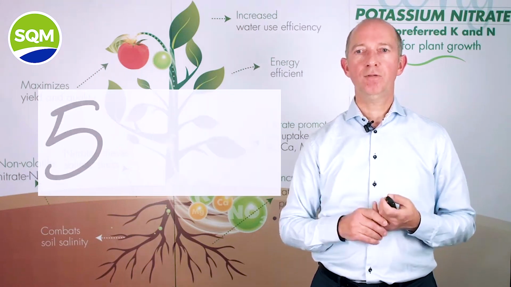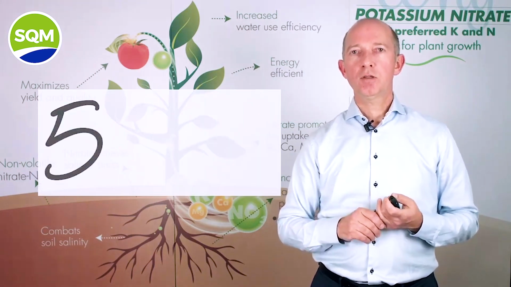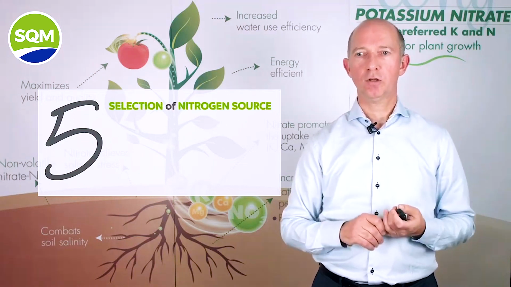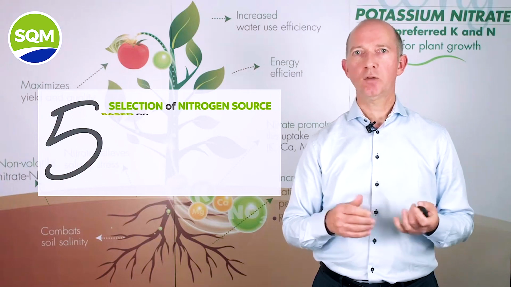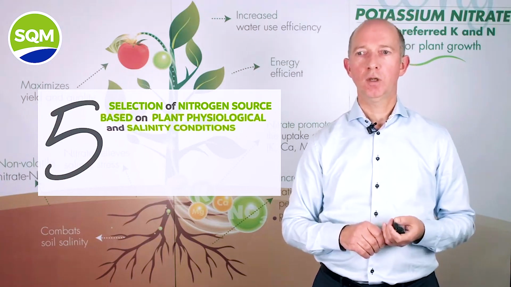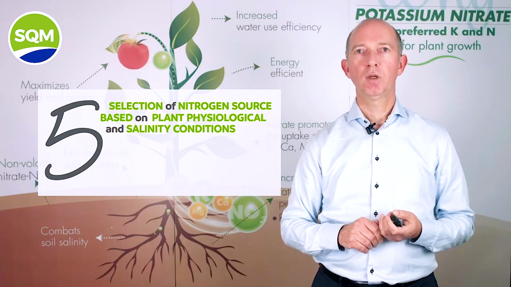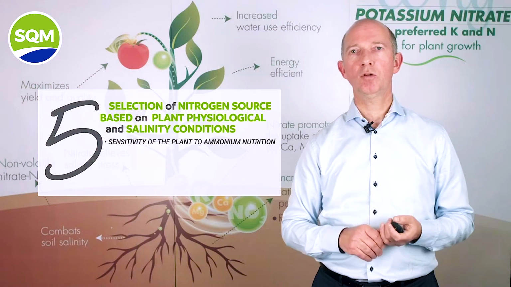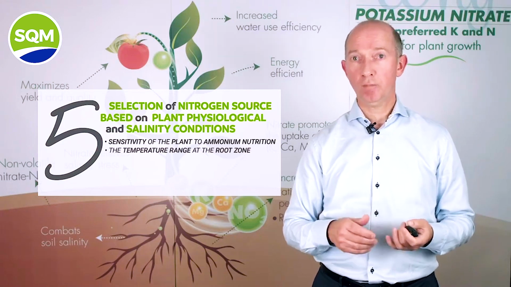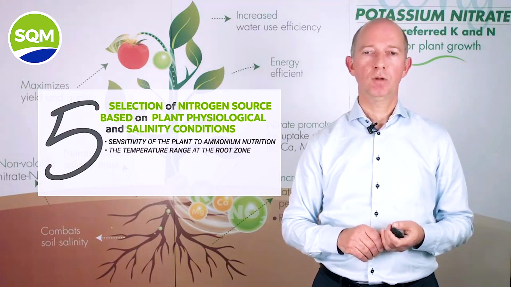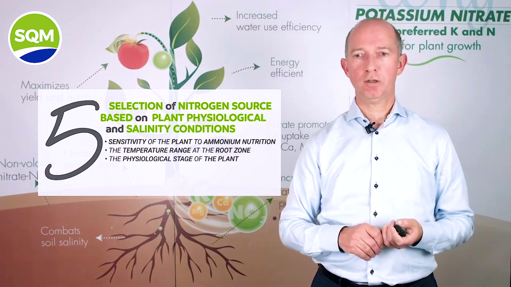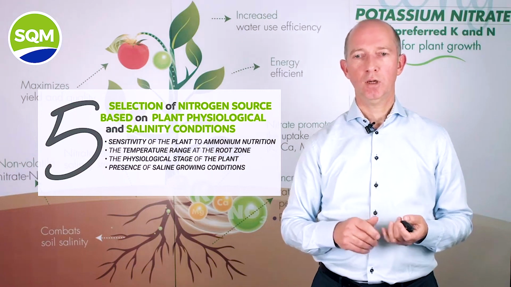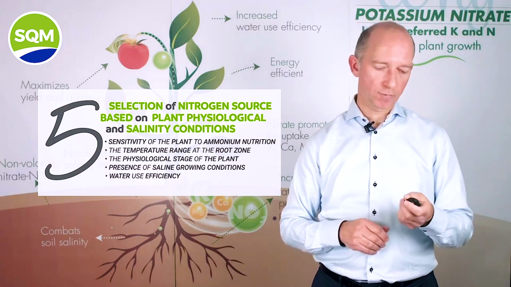I will show you 5 arguments that are required to come to the right selection of the nitrogen source. And this selection is based on plant physiological and salinity conditions. The key points to consider are sensitivity of the plant to ammonium nutrition. Secondly, the temperature range in the root zone. Thirdly, the physiological states of the plant. The presence of salt and growing conditions. And as a 5th point, water use efficiency.